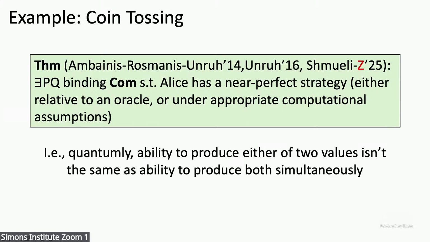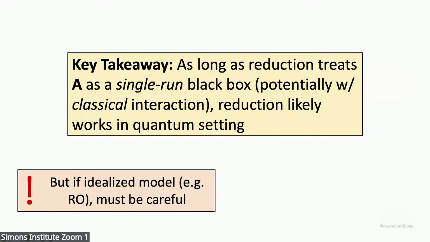My take is that the definition of commitments is wrong in the quantum setting. The key point here is the ability to produce either of two values: Alice can produce 0 or 1, she can do either one, but she can't do both at the same time. Once she produces 0, she's done. She can't produce 1, because that would break the post-quantum binding of the commitment. But if she doesn't produce 0, she can choose whether to produce 0 or 1.